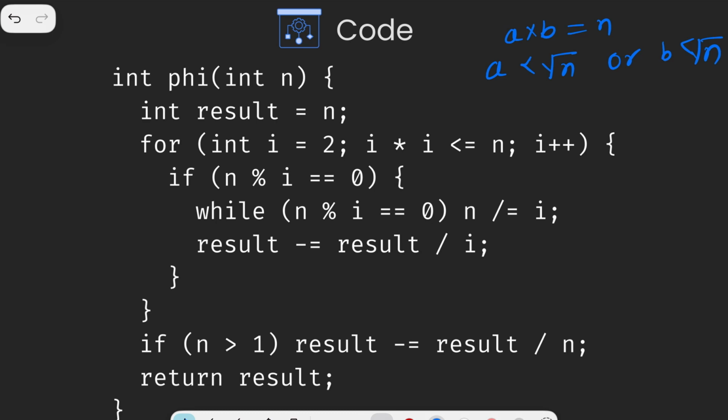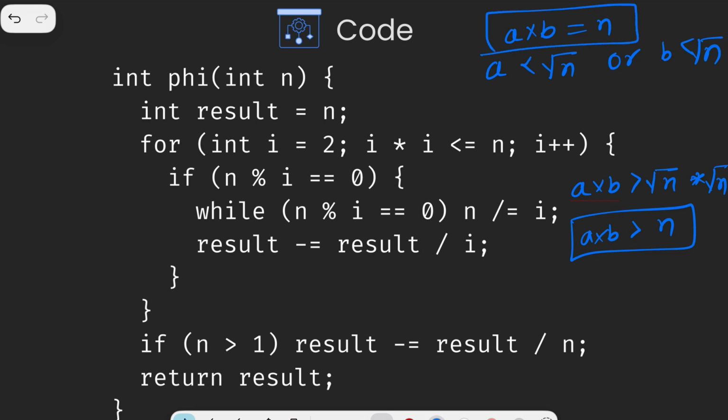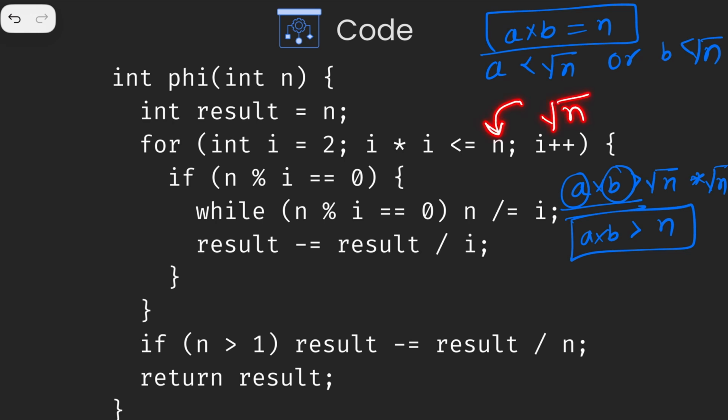Imagine both of them are greater than root n. Imagine that. Then what will happen? A into b, you can definitely say, is greater than root n into root n. Then you can say a into b is greater than n. But a into b is n. So you can never have both a and b being greater than root n. So you can have at most one prime factor of n that is greater than root n.